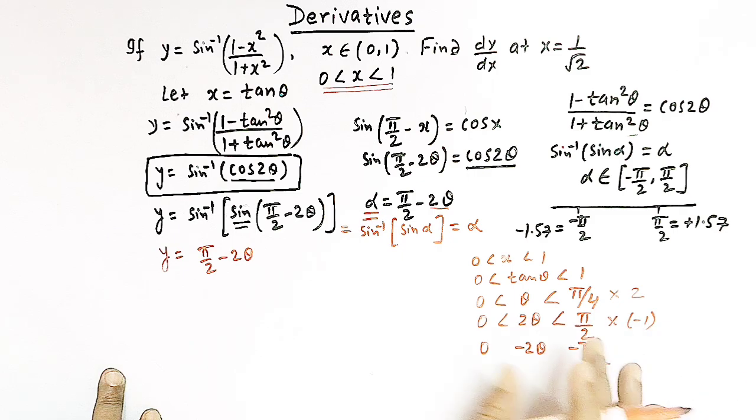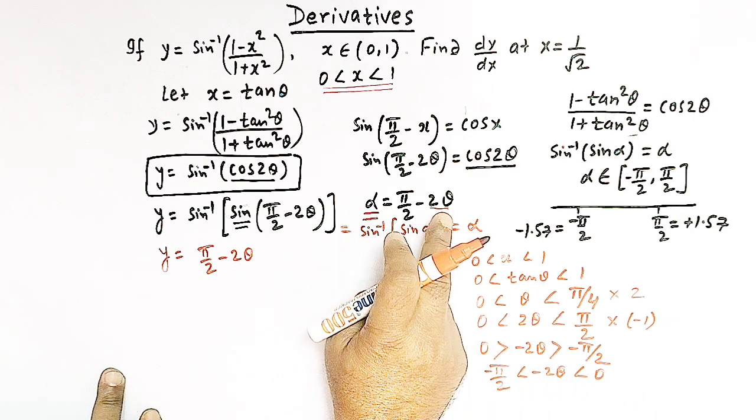And when we multiply an inequality by a negative number, the direction of the inequality gets reversed, right? So now we have this inequality, which can also be written as minus pi by 2 is less than minus 2 theta. This is further less than 0. So now here we have pi by 2 minus 2 theta.